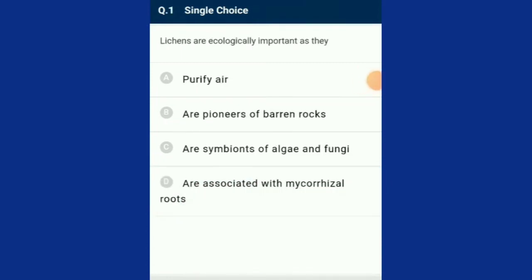From botany section B, there are 15 questions we are going to discuss. First question. Lichens are ecologically important as they are pioneer species, species that invade a bare area. Lichens are considered pioneers in initiating plant succession on rocks. They secrete acids that dissolve rocks, which helps in weathering and soil formation. So the answer is option B. Lichens are ecologically important because they are pioneers of barren rocks.